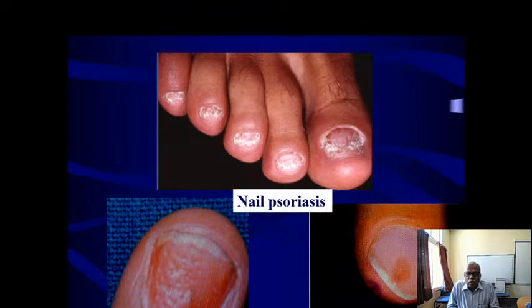So here, depicting both nails, that is the toenails as well as fingernails, you can see pits, irregular pits. Sometimes the pits may be seen in eczema also, so be very careful. So here, this oil drop in the single thumbnail, you can notice a hyperpigmented patch in the nail. So that's called oil drop sign.